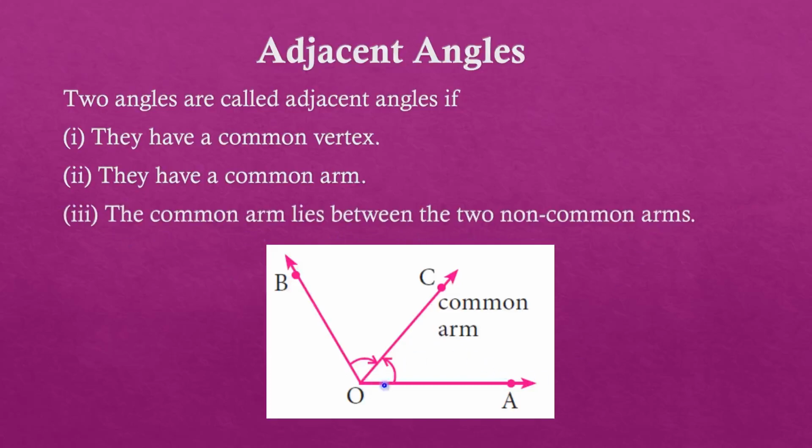That is, இந்த common arm எங்க இருக்கணும் அப்படின்னா இங்க இருந்து, that is, இங்க arm எதை சொல்றாங்கன்னா ரேவை சொல்றாங்க. Ray means it has only the starting point. There is no ending point. So இந்த ரேக்கு நடுவுல இன்னொரு ரே இருக்கணும். அப்படி இருந்ததுன்னா these two angles are called adjacent angles.